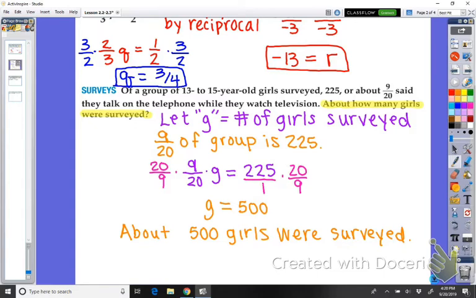And then you should ask yourself, does that answer make sense? So 9/20ths of 500 should be 225. You could also do a small check. 9/20ths of 500, or 500 over 1, is that 225? So 20 divides into 500 25 times, and 25 times 9 should be 225, so it checks out.